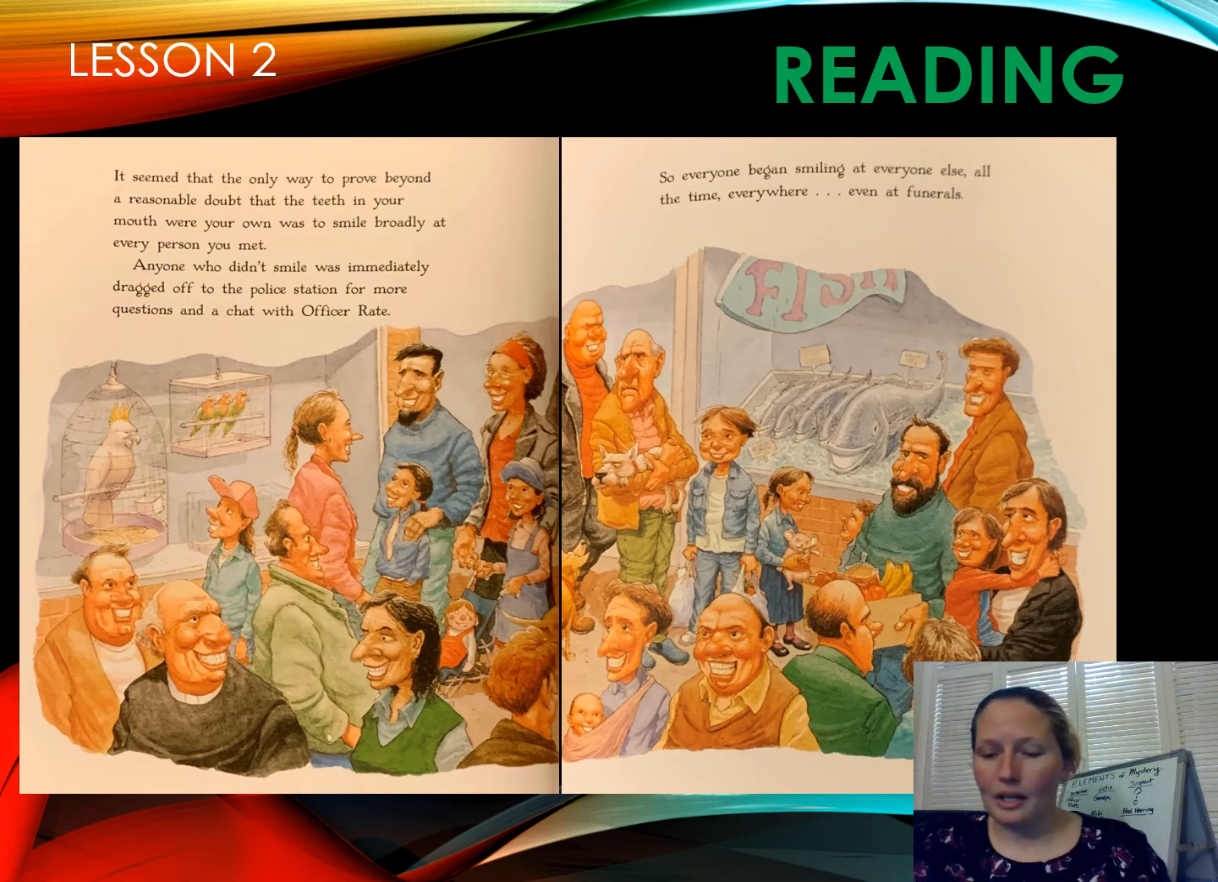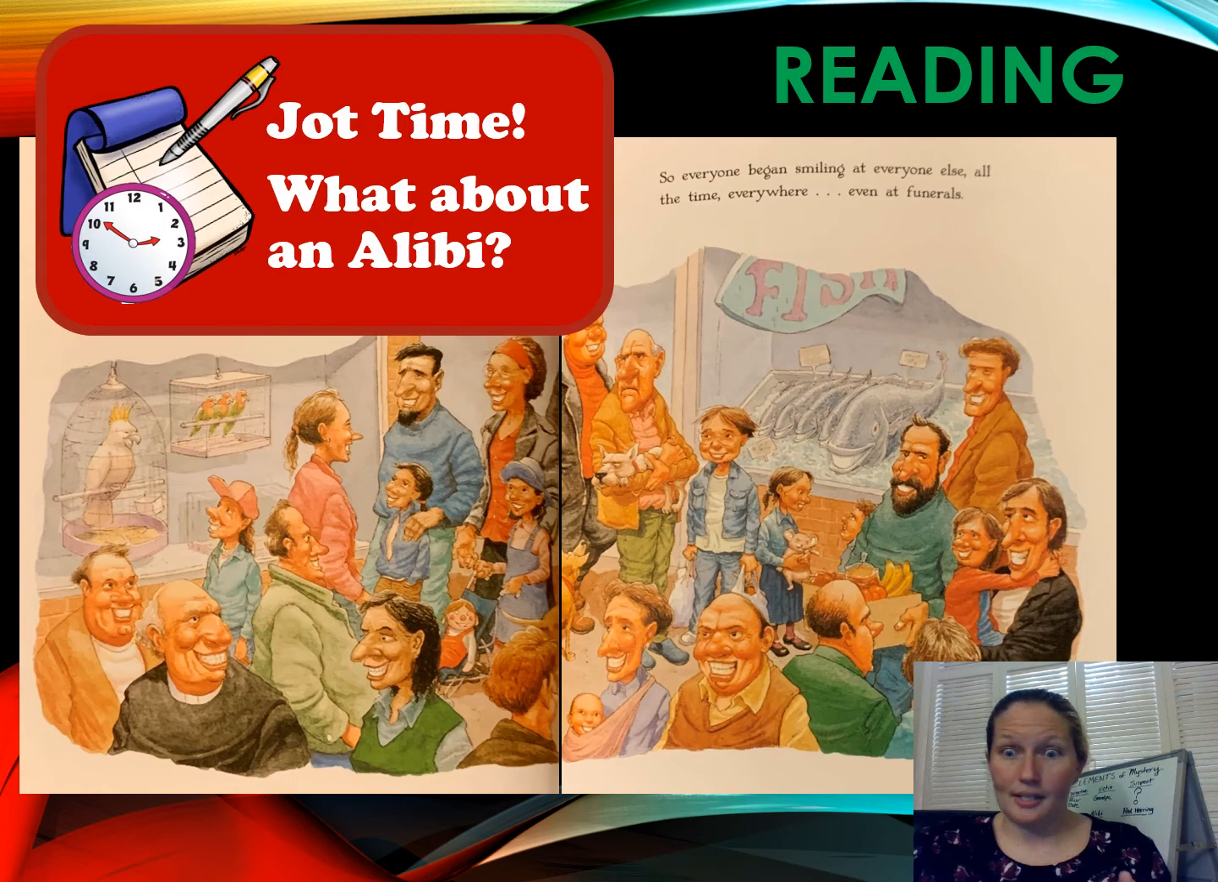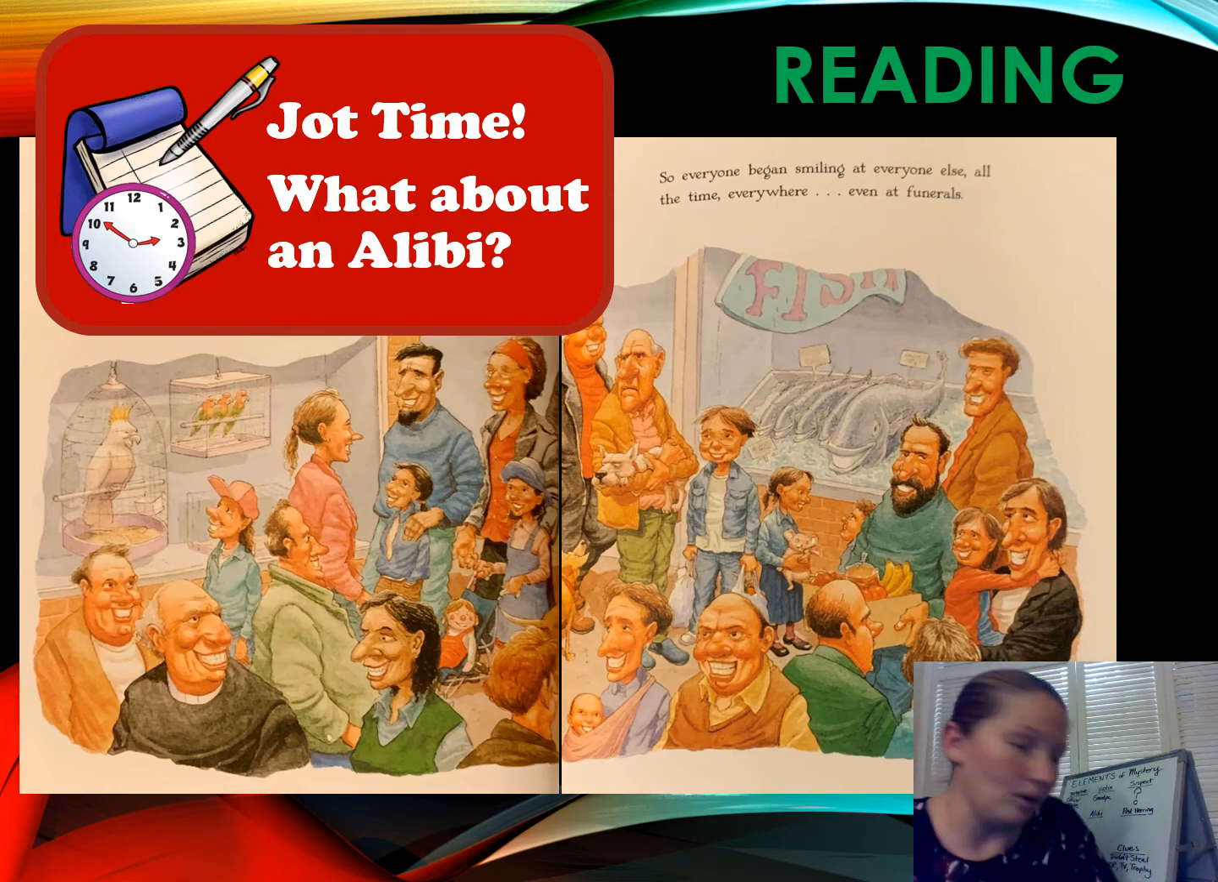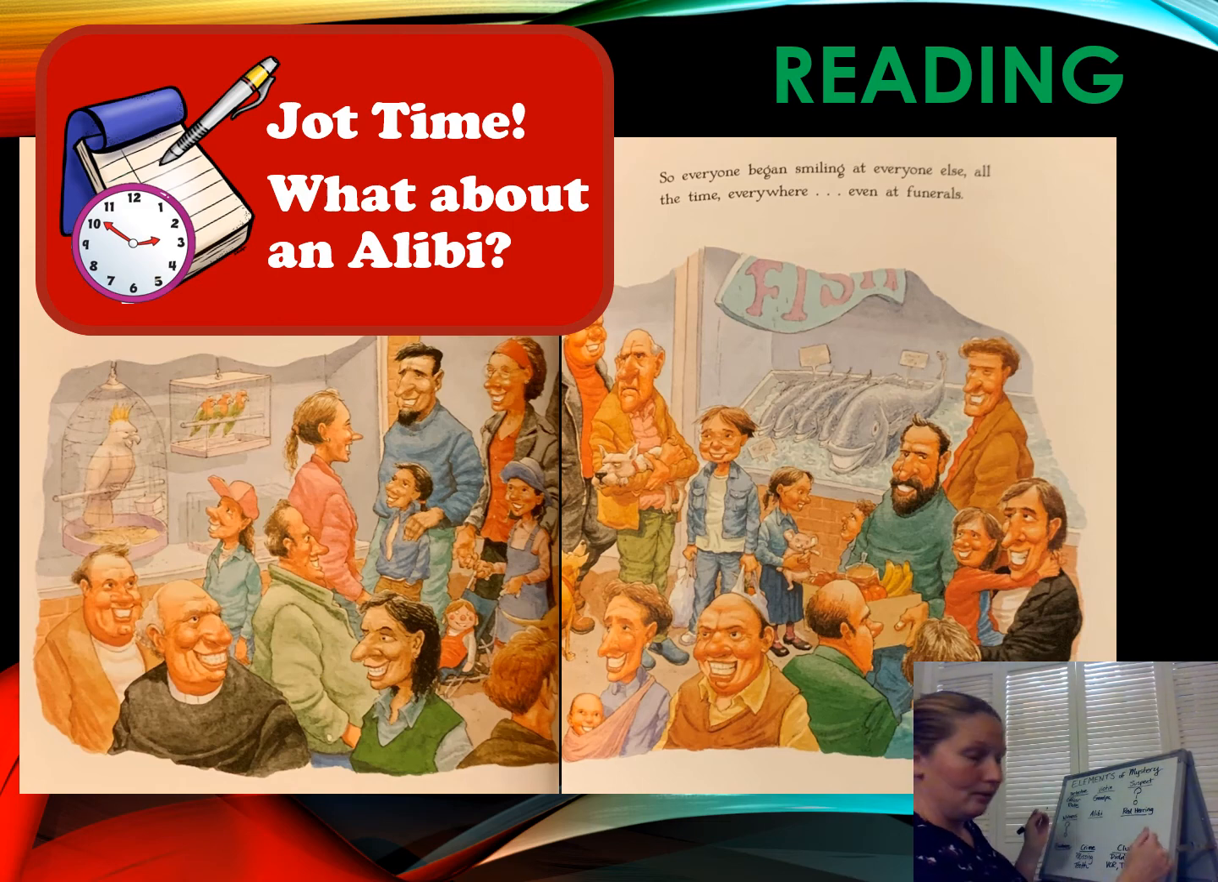Really quick, we're going to talk about jot time. We're going to talk about the alibi. The alibi is the excuse, the excuse to show that you're not the suspect. So what is the excuse for you to smile? Our alibi is everyone smiles to show that they didn't do it. So I'm going to say everyone smiles.